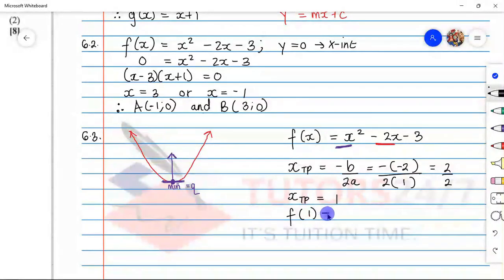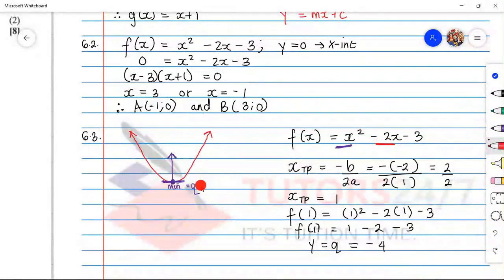If we want to find the y value of our turning point, we substitute +1 into our original function. So that's going to be 1 squared minus 2 times 1 minus 3. So 1 squared is 1, minus 2 times 1, which is 2, minus 3. And that is going to give us 1 minus 5, which is -4. Therefore, our y value, or we can say our q value, is equal to -4. So this is equal to -4.